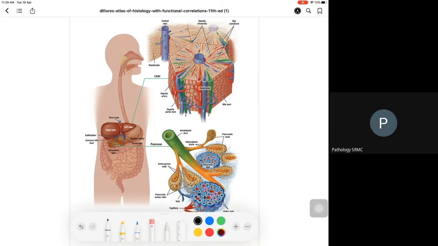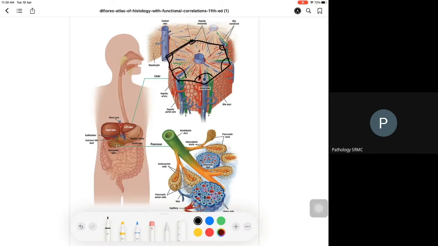Functional unit is the hexagonal plate. This is the one functional unit, and at all the corners, it is known as portal triad because there are three structures: hepatic artery, portal vein, and bile duct. Okay, so those are all the three structures, and that's why it is called portal triad.